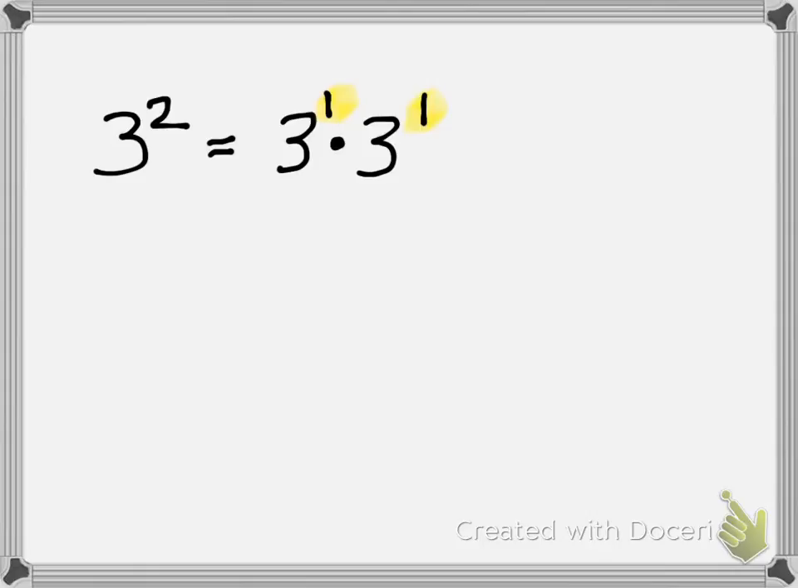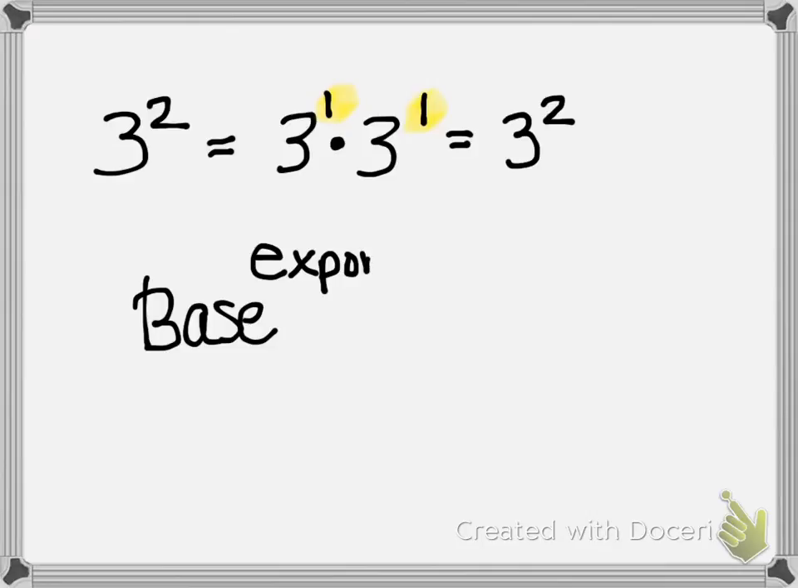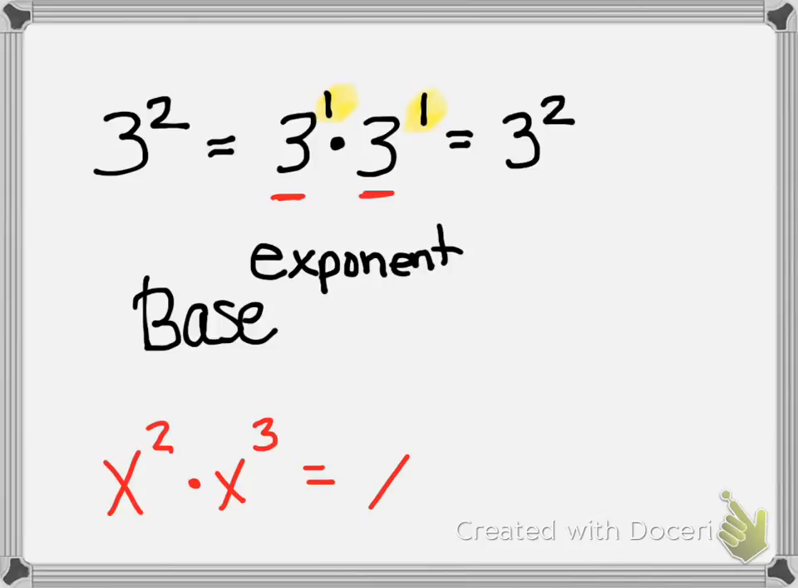Well, what is 1 plus 1? 1 plus 1 is 2. So the base in this expression is your 3, and the exponent is your 1. So anytime you're multiplying things that have the same base, you will add your exponents. So for instance, if you had x squared times x cubed, the base won't change, but what is 2 plus 3? And that is 5.